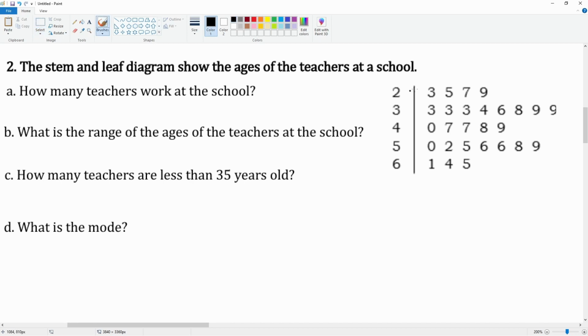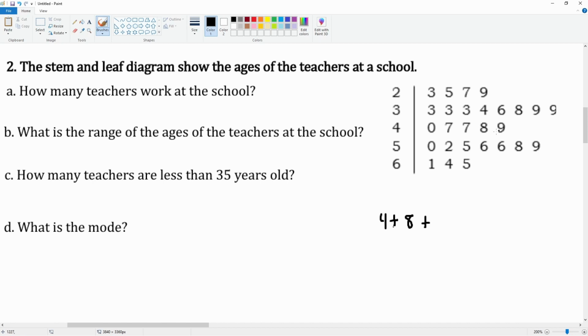1, 2, 3, 4. There are 4 that are around 20 years old, right? 23, 25, 27, 29. There are 4 here. Then we're going to add that. How many teachers in their 30s? 1, 2, 3, 4, 5, 6, 7, 8. There are 8 in their 30s.